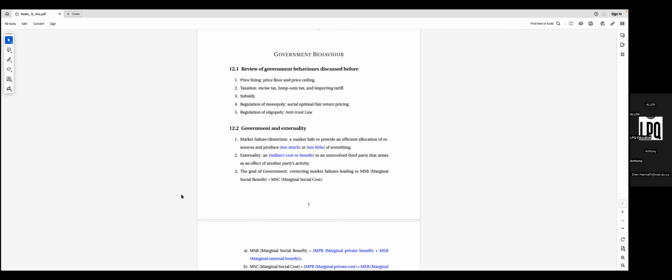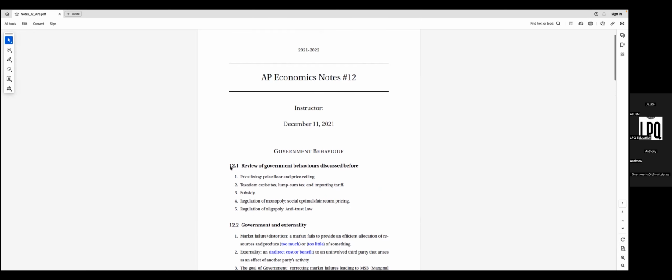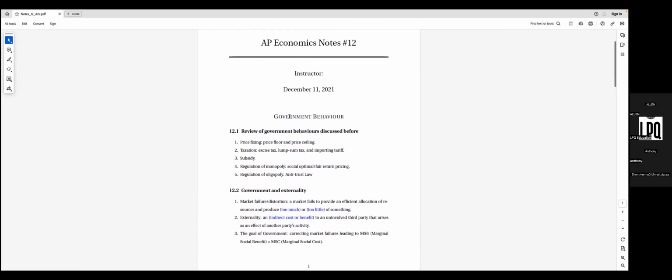Okay, let's get started. Notes number 12, as you can see, the title is about the last economic agent we need to learn in macroeconomics. If you remember, earlier in the first week we mentioned microeconomics, which is about individual behavior. We learned 3 different economic agents, like customer behavior.